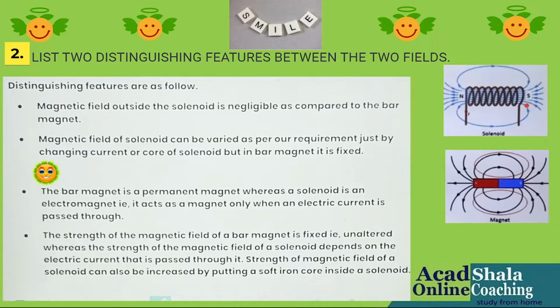Right, children? Now, if you want to change the magnetic field of a solenoid, you can change it. But how? If the current is more, what will happen? The magnetic field will be more. If the current is less, what will happen? It will have less magnetic field. So always remember this concept, which has to be utilized.